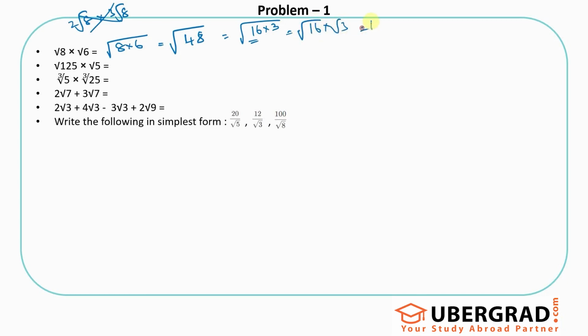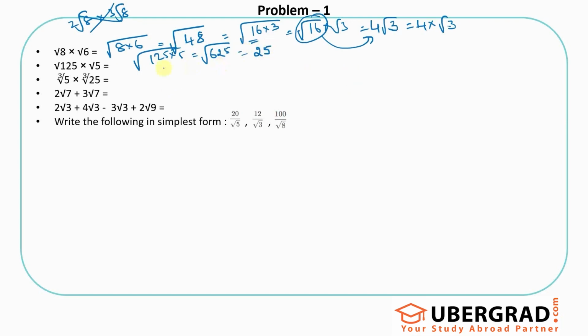Root 16 is 4, that's why I can be writing it as 4 root 3. 4 root 3 basically means that it is 4 into root 3, right? So root 16 into root 3, root 16 is 4, 4 into root 3 is 4 root 3. Similarly, what about this? Root of 125 into 5, I get this, and this will be root of 625, and root of 625 is 25.